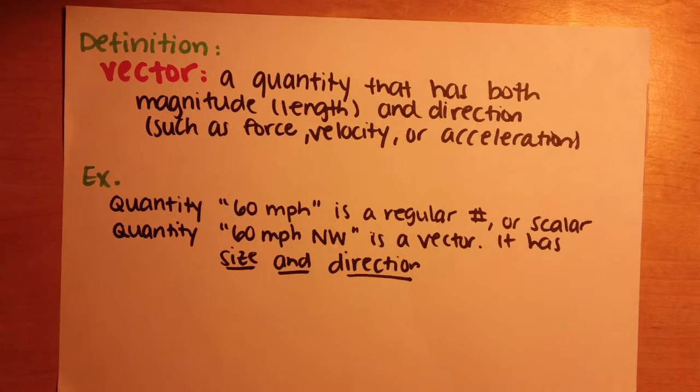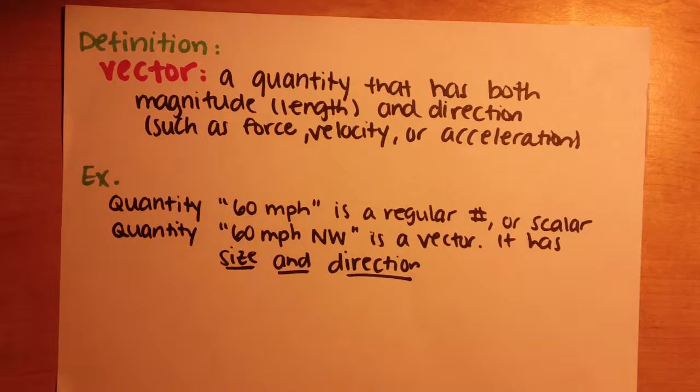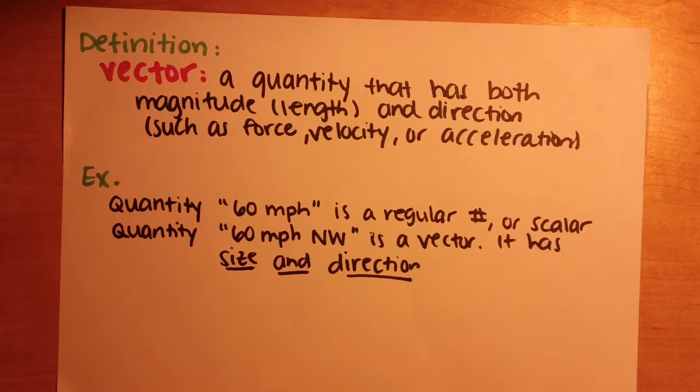In this lesson, we're going to talk about vectors. A vector is a quantity that has both magnitude and direction. Our magnitude is going to be the length of the vector, and the direction will be determined by the way it's pointing. Some examples of vectors are force, velocity, and acceleration.